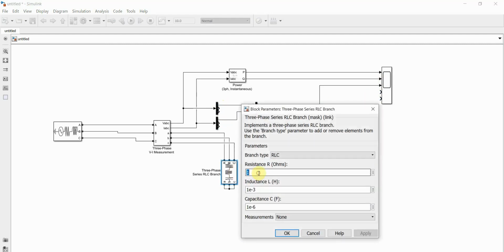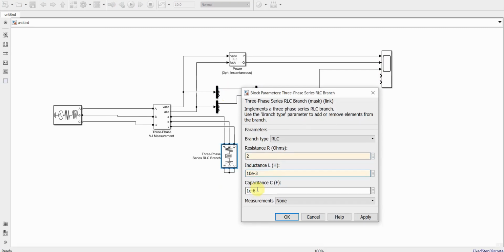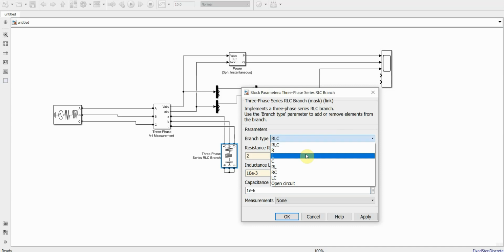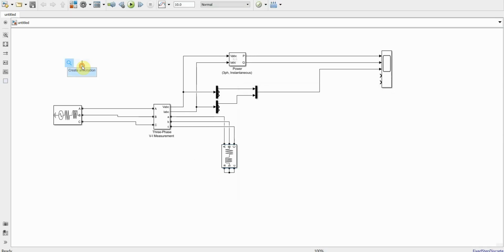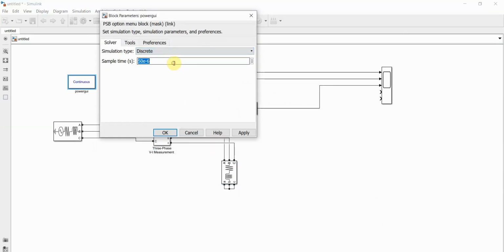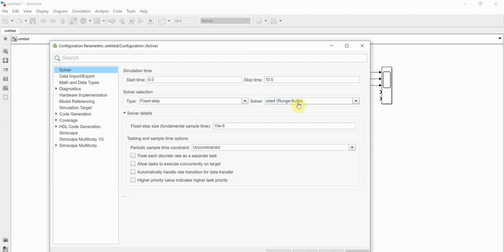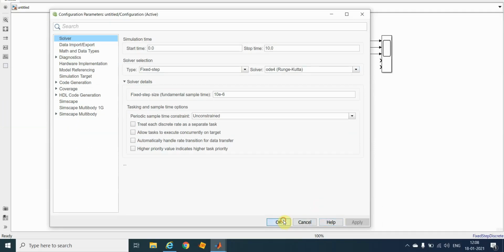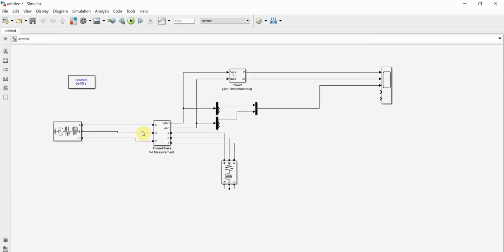I will modify this to 2, this one to 10, and this one to RL branch. Take a powergui. I will modify it to discrete at 50 Hz, and here I will take fixed step Runge-Kutta 10^-6. This is the setting. I will run it.